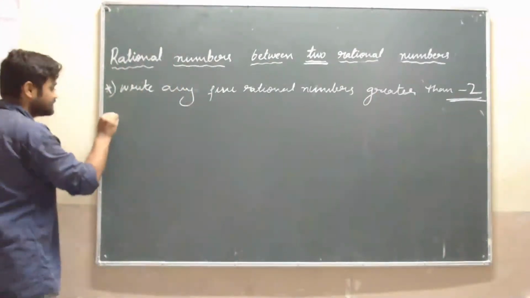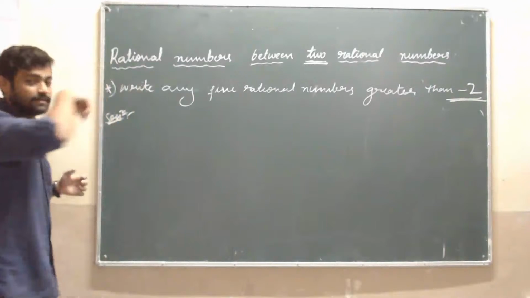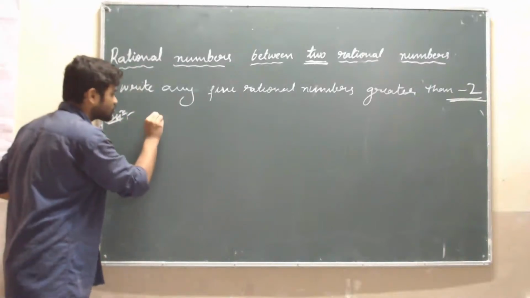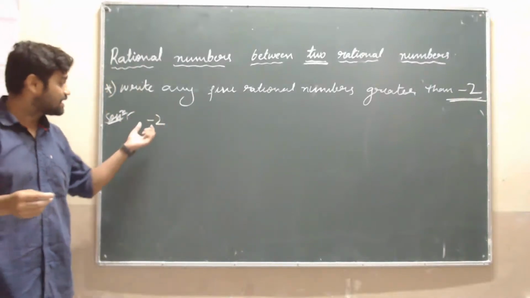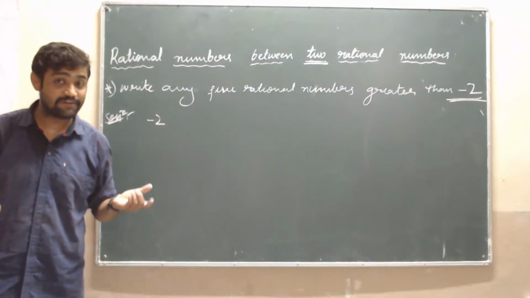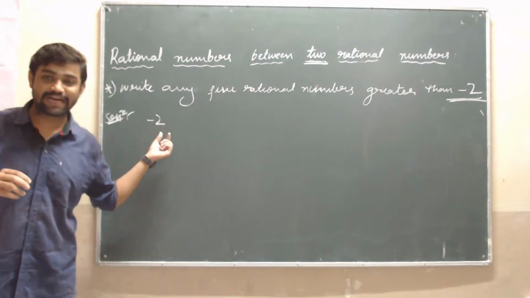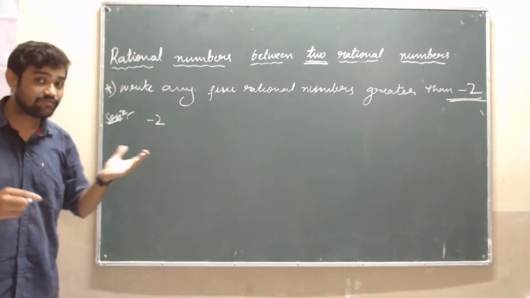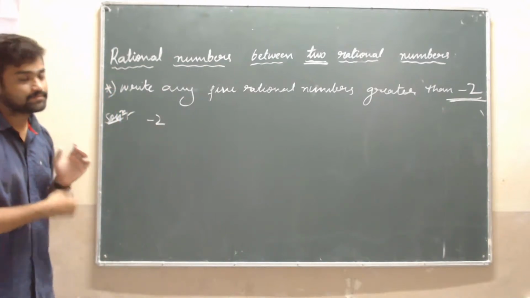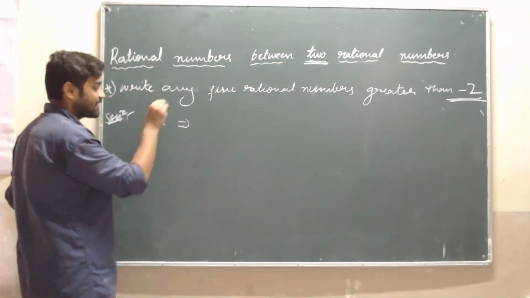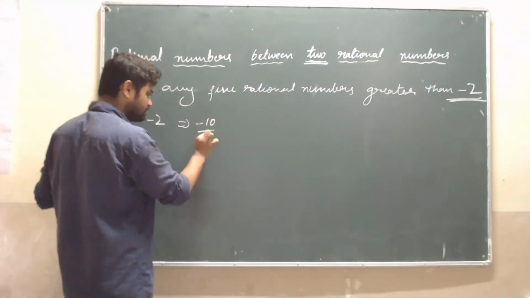How we will write? Sir, minus 2 is not a rational number, isn't it? Minus 2 is not a rational number. Then we have to convert it into a rational number. First step, what we have to do, we have to convert this into the rational number. How we will convert? Shall I write minus 2 as minus 10 by 5?